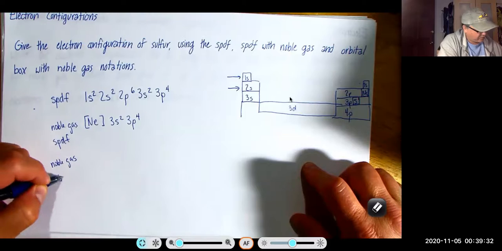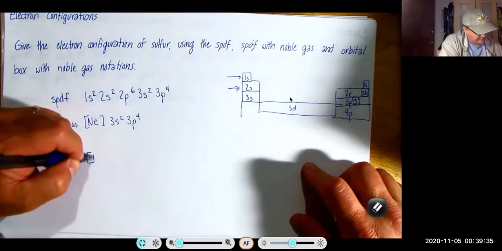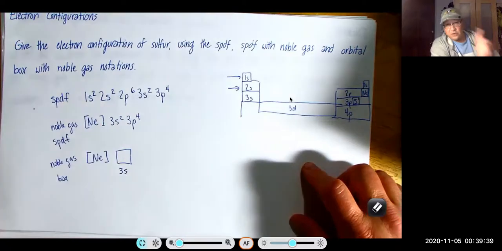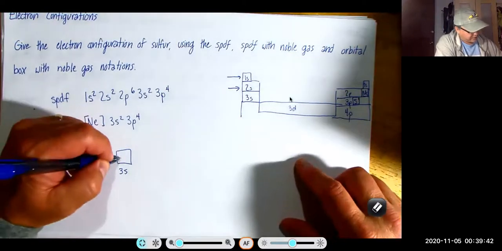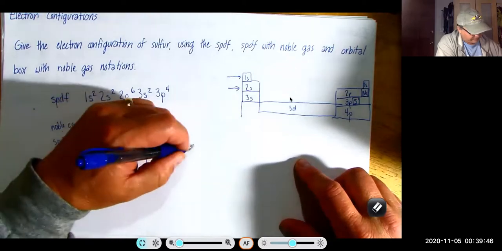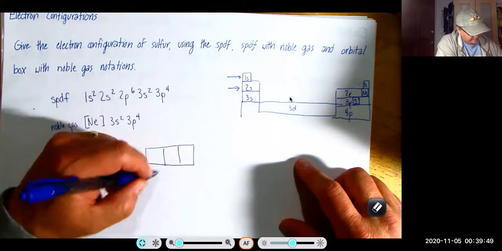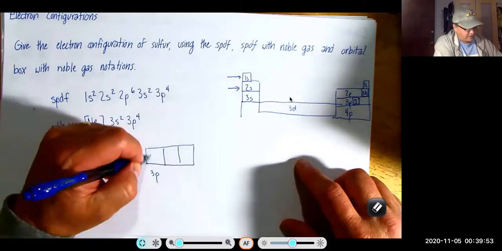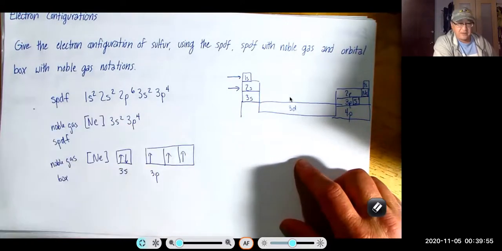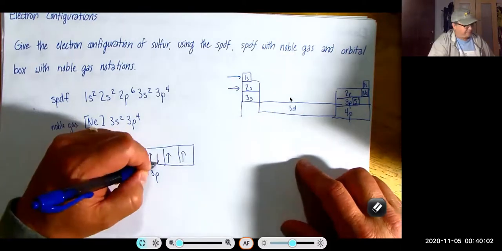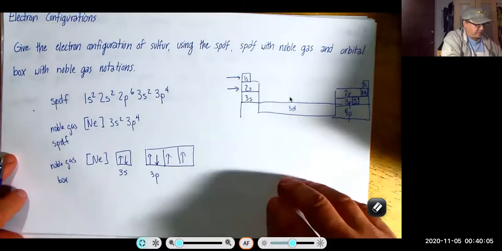So how about the noble gas box notation? Well, we would write neon, and then for the 3s, we'd write one box for one orbital, put the 2 electrons in it. And for the 3p, we would draw 3 boxes with 4 electrons in it. And remember Hund's rule, 1, 2, 3. The first 3, each electron goes into its own orbital because that's more stable, and then 4.